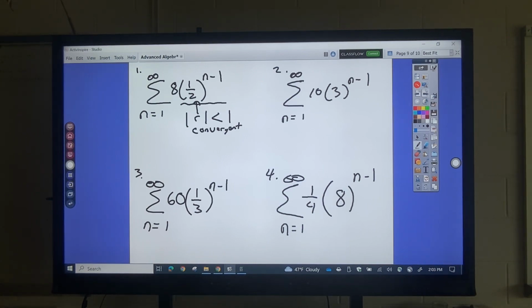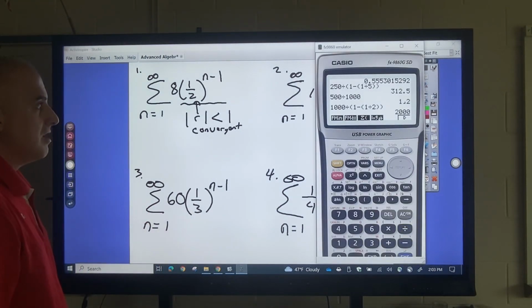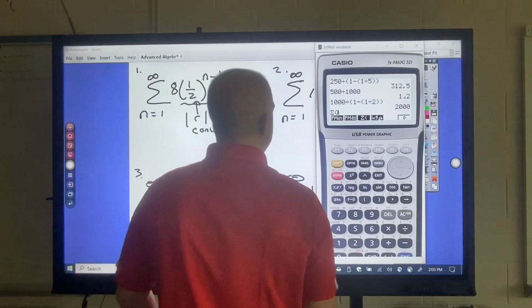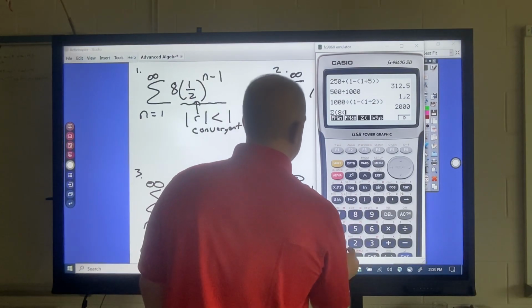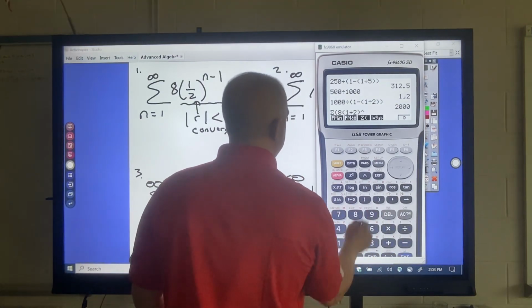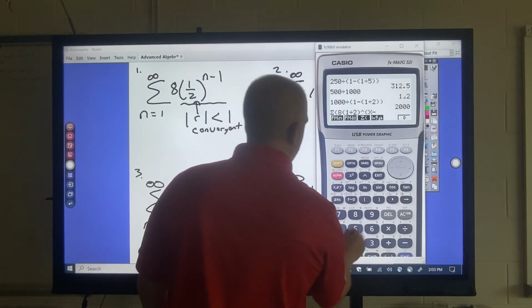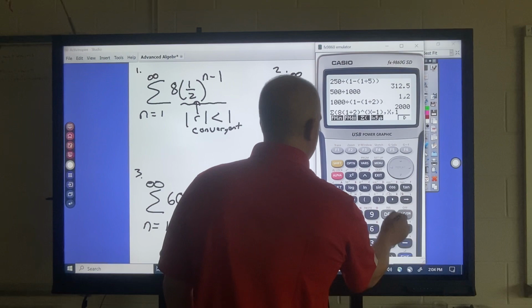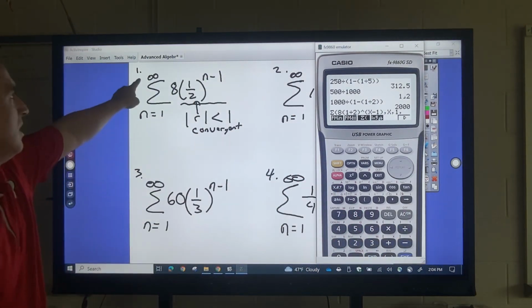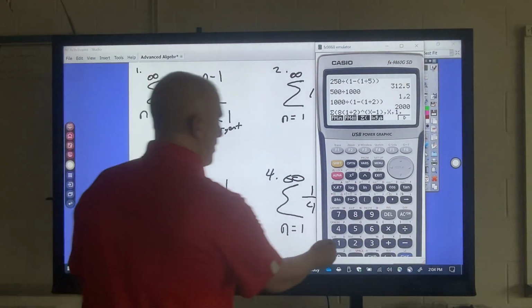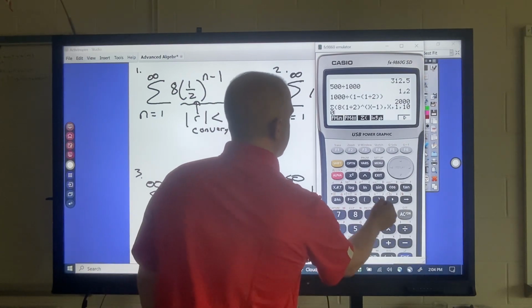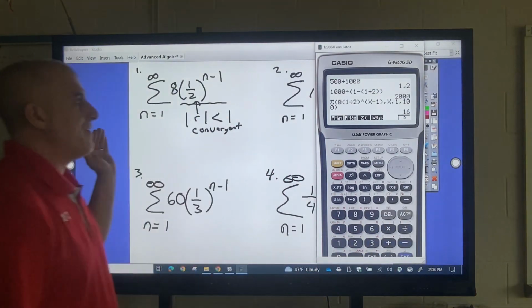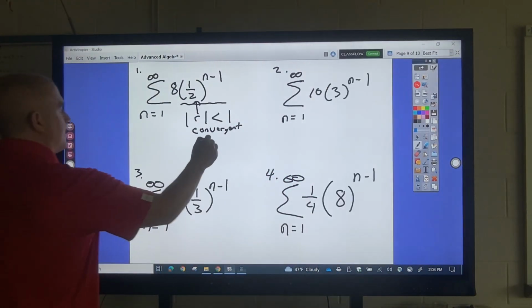You can do this a number of different ways. You could use the sigma and put in 8 parentheses 1/2 to the x minus 1. Notice I have parentheses around that, comma x, comma 1. Now, someone's going to say, Mr. Evans, what do we do for infinity? Well, why don't you just use 100? Because the idea is, going on forever, it would eventually calculate to 16.